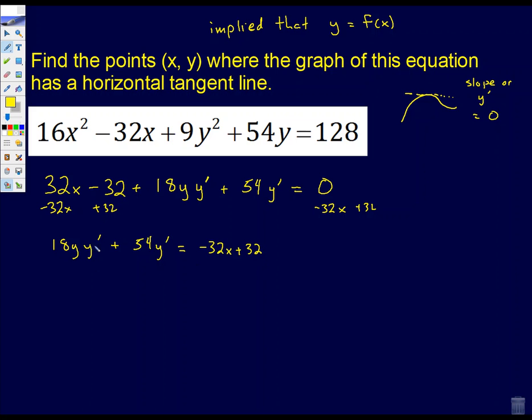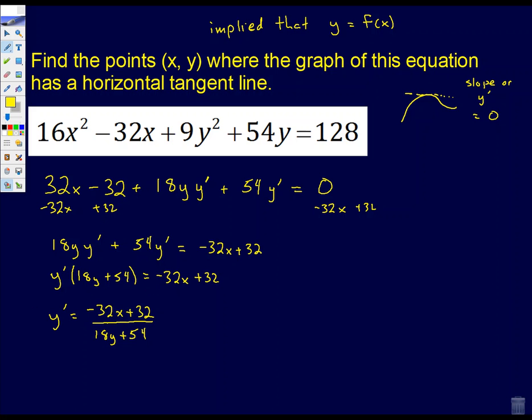So now is where I factor out y prime and have 18y plus 54 equals negative 32x plus 32. So I'm going to get my y prime by dividing now, and I'm going to get the expression negative 32x plus 32, and that's all going to be divided by the quantity 18y plus 54.